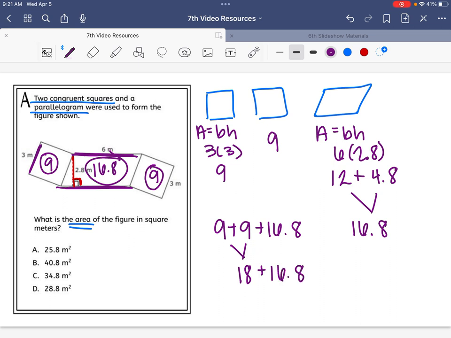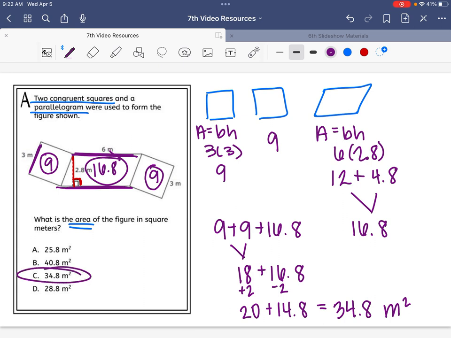And what I'm going to do is I'm going to take 2 away from 16 and 8/10 and give it to 18. So if I take 2 from here and I move it over, I'm just sharing. Now I have 20 plus 14.8. Which is a lot easier for me to work with because 20 is a really friendly number. And that makes a sum of 34 8/10 meters squared for my composite area. So I get an answer choice of C.